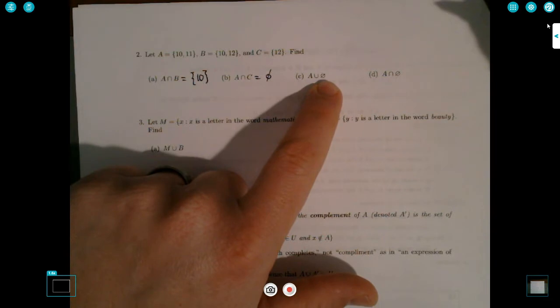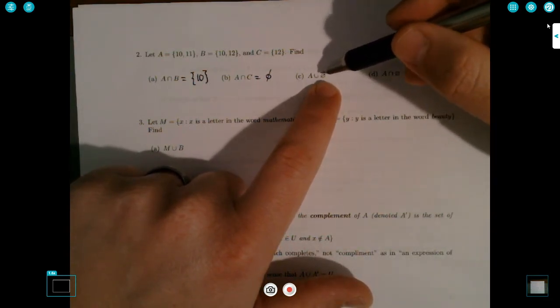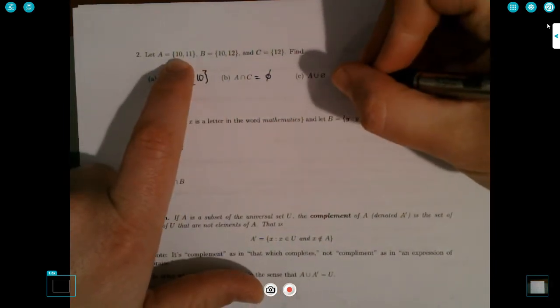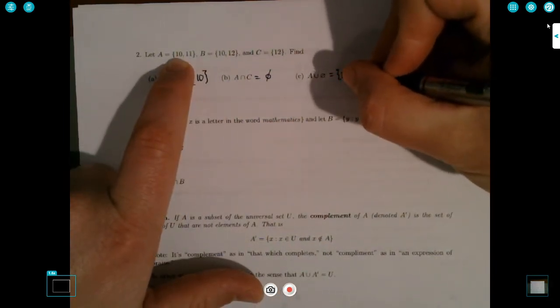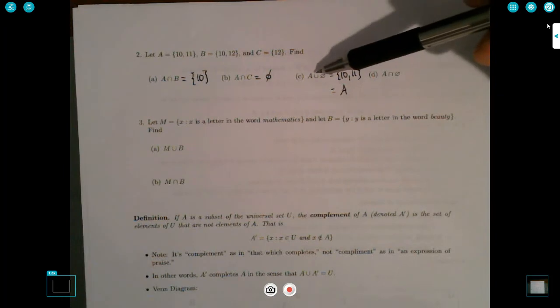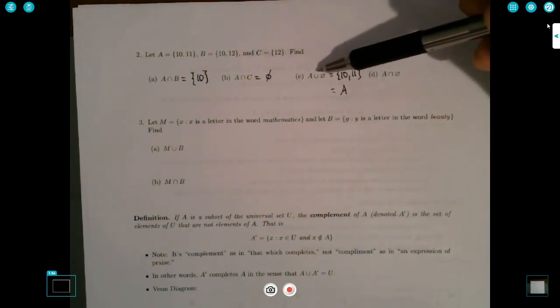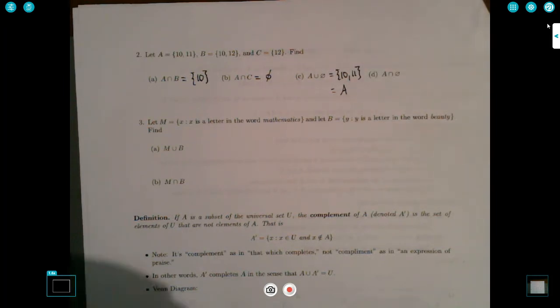Part C asks for A union empty set. Well, the empty set doesn't have anything in it. But we're talking about the union here. So we're combining A with nothing, I guess. So that would just give you A, right? That would just give you 10 and 11. Or in other words, just A. So unions, you can kind of think of them like addition. And the empty set, you can kind of think like 0. So anything plus 0 is that same thing. So A union empty is just A.